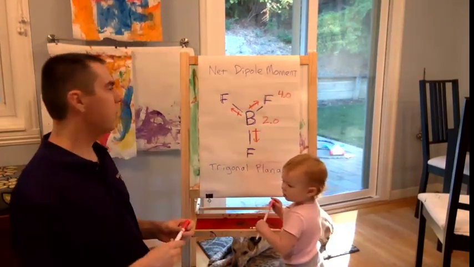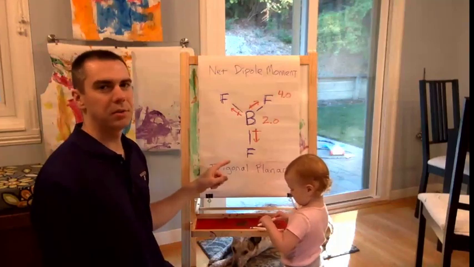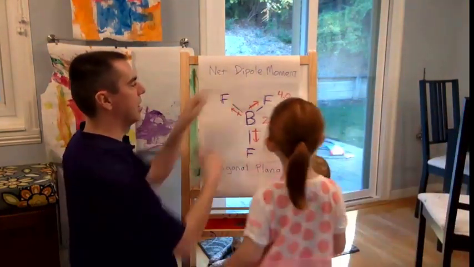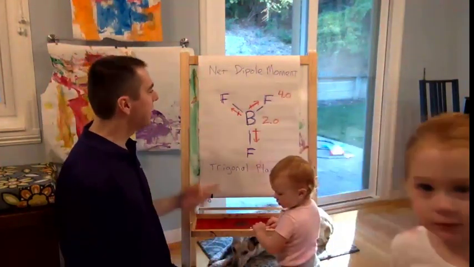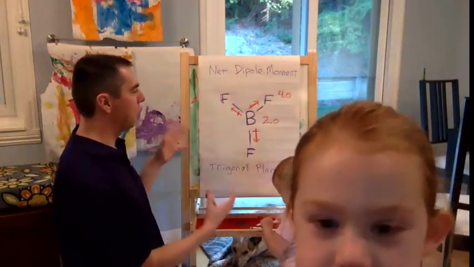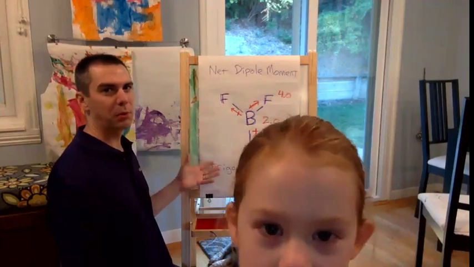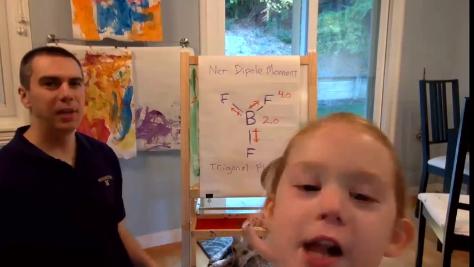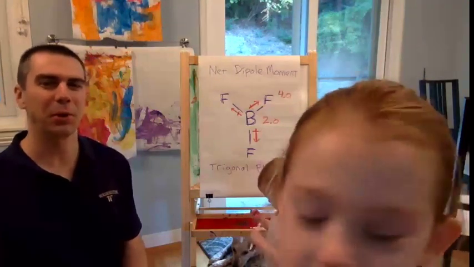Okay, so now all 3 of these bonds have the same polarity within the individual bond. And then we need to figure out what happens to the overall molecule. Do these polar bonds add up, or do they cancel out? And so for that, you need to think of tug-of-war.